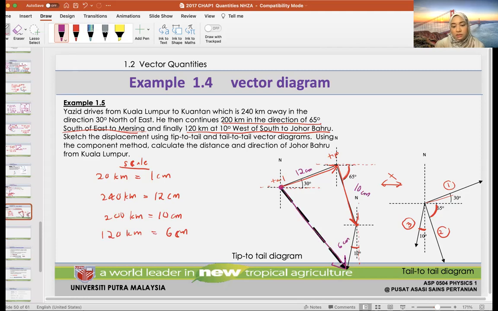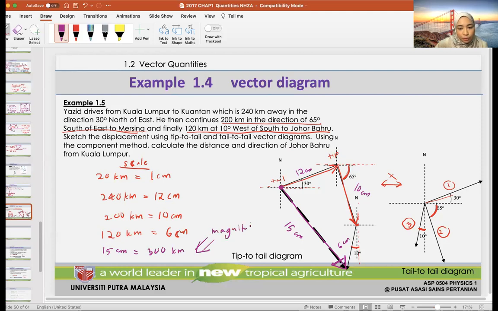I think we already know this. Okay, and then you measure using your ruler. I don't know what you will measure. Let's say you measure 15 lah, 15 centimeter from the initial to the end. So what is your final answer? What is your final answer? 300. Berapa? 300 kilometer. 300. 15 centimeter is 300 kilometers. So this is your magnitude.